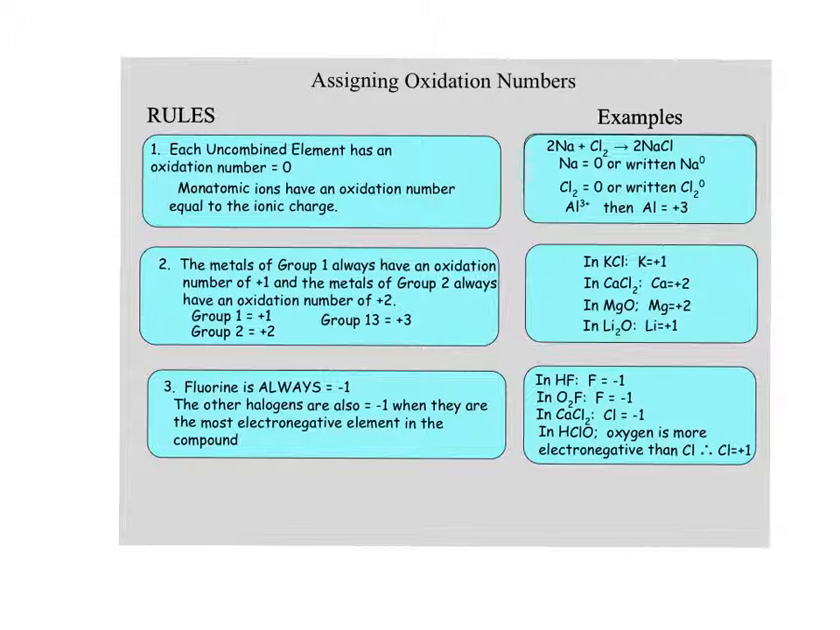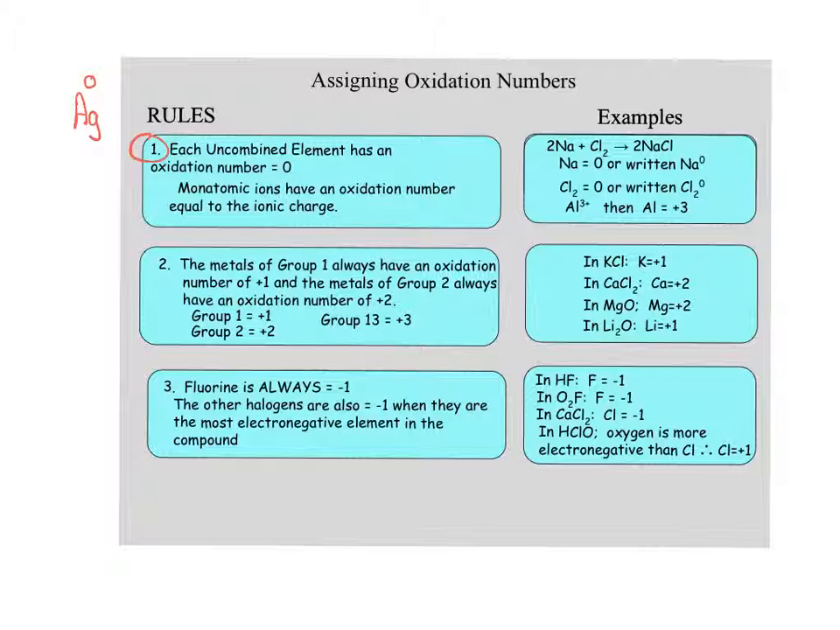Alright, so the first rule is that anything that is uncombined, and when I say uncombined, I mean an element that's by itself, that is not with another element. For instance, let's say we have silver. Silver is not in a compound. It's an element that is uncombined with anything else. So its oxidation number is going to be 0.